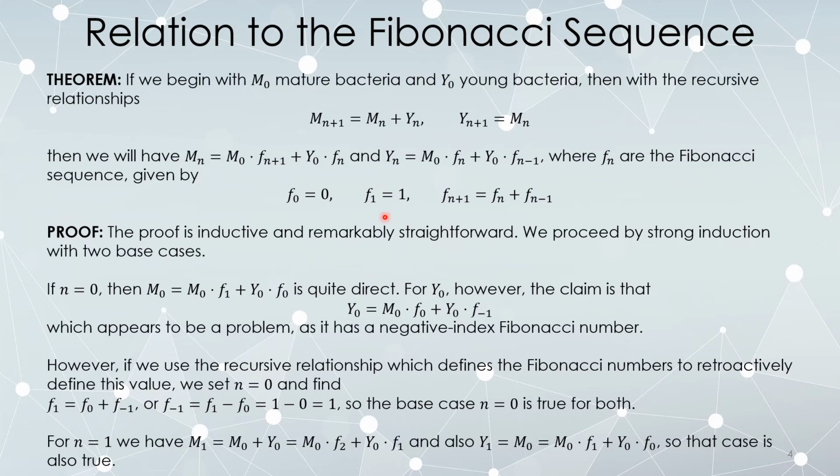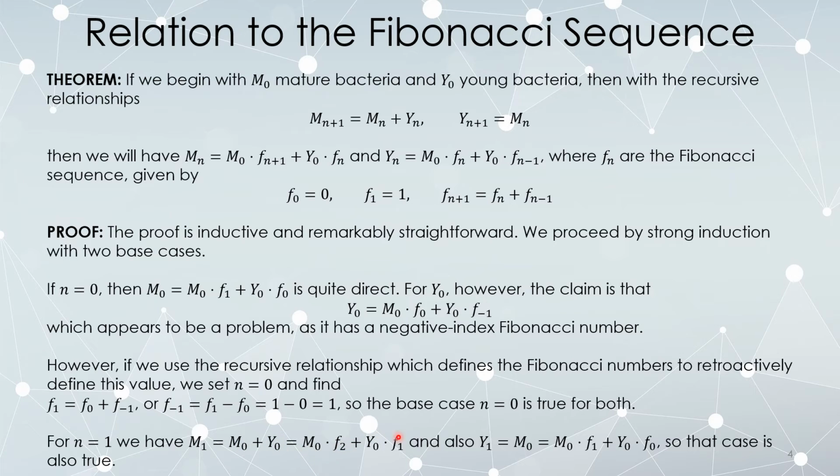For n equals 1, it's quite straightforward. Plugging in, looking up here, we would get m sub 1 is m sub 0 times f2, and f sub 2 is equal to 1. You can compute that here. Plus y sub 0 times f1, and f sub 1 is 1. So m1 is m0 plus y0. Well, that's just the recursive formula that defines the number of mature bacteria: m sub n is m sub n minus 1 plus y sub n minus 1.